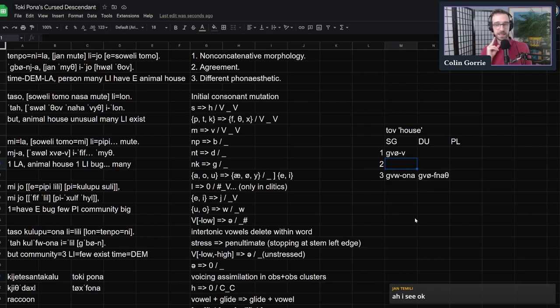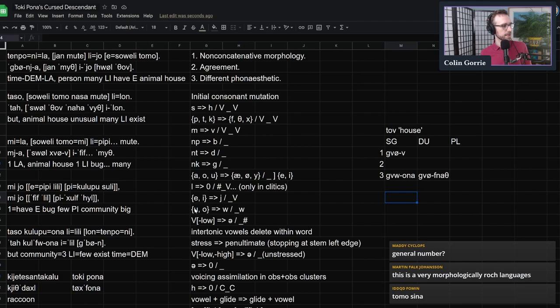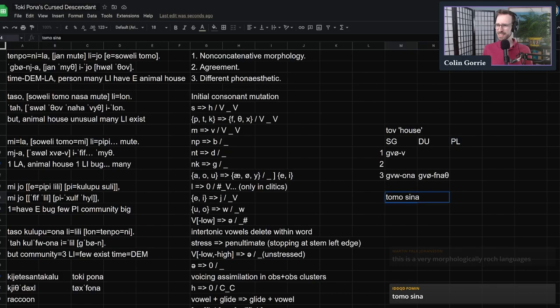I'm doing a little bit of elicitation right now with the chat. Chat, what would we use to make our second person singular? I'm assuming it would be just the, let me see if I can remember my Toki Pona, Tomo Sina? Ah, okay, good. So let's put that through the ringer and see what happens.